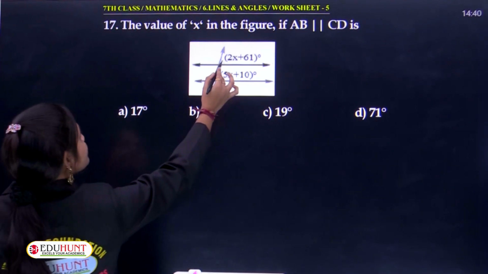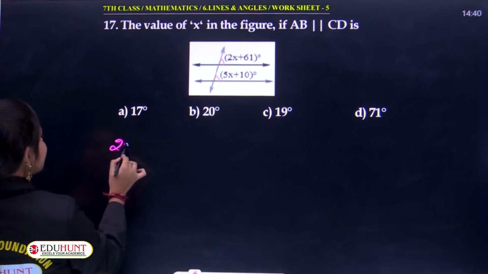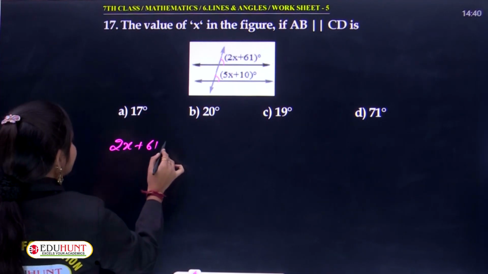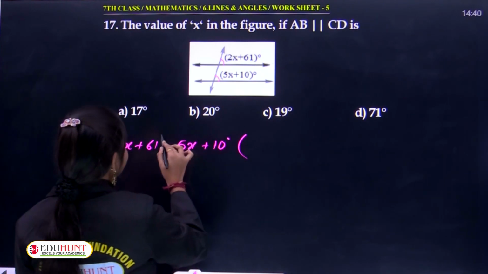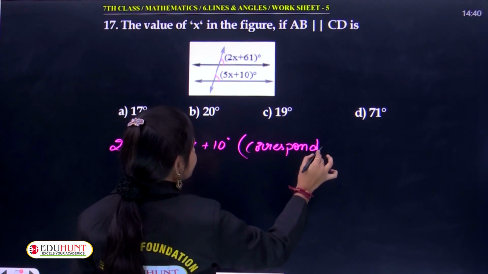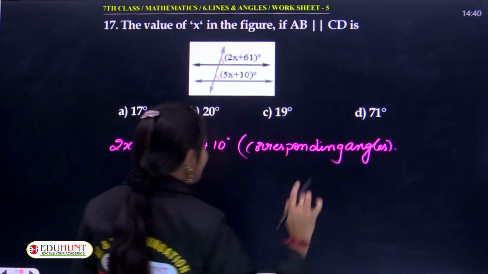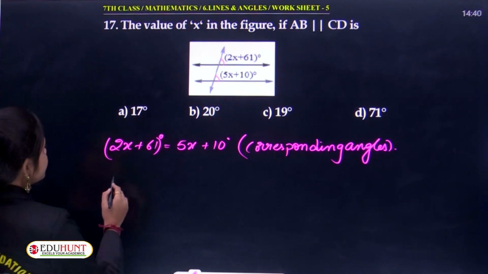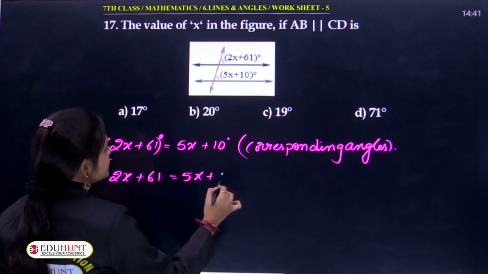Now here, what about these two angles, ma? These two are corresponding angles only, no? So if the given lines are parallel, then the corresponding angles are equal. What is the reason? These two are corresponding angles. If the given lines are parallel, then only this condition you have to apply. Now here what will we get? 2x plus 61 is equal to 5x plus 10.